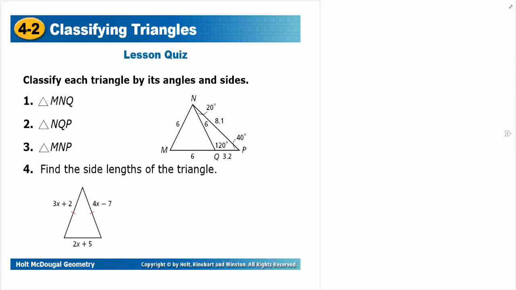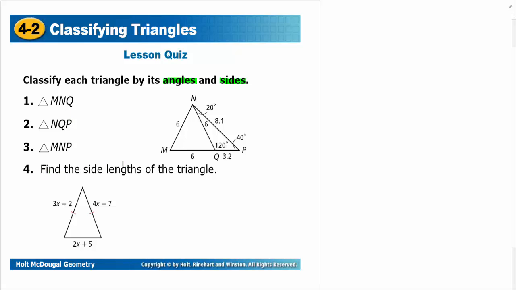All right, so we got a quick little lesson quiz here. In the lesson quiz, again, we're classifying each triangle by its angles and sides. So as you're going through this quiz, make sure you understand what it's asking for. I need you to name it twice. Give me both names, one for the angle, one for the sides. So each question will have 2 answers for 1, 2, and 3.